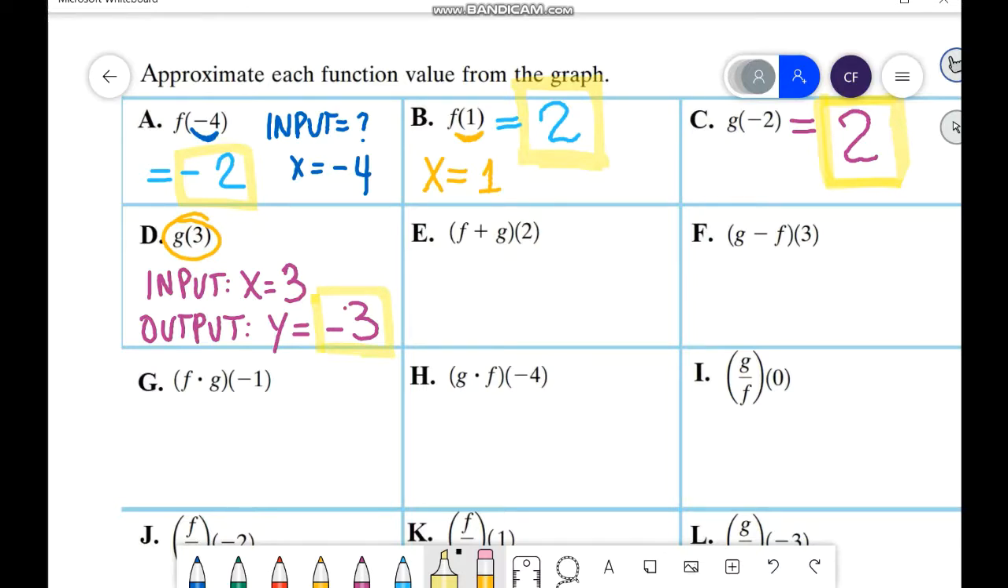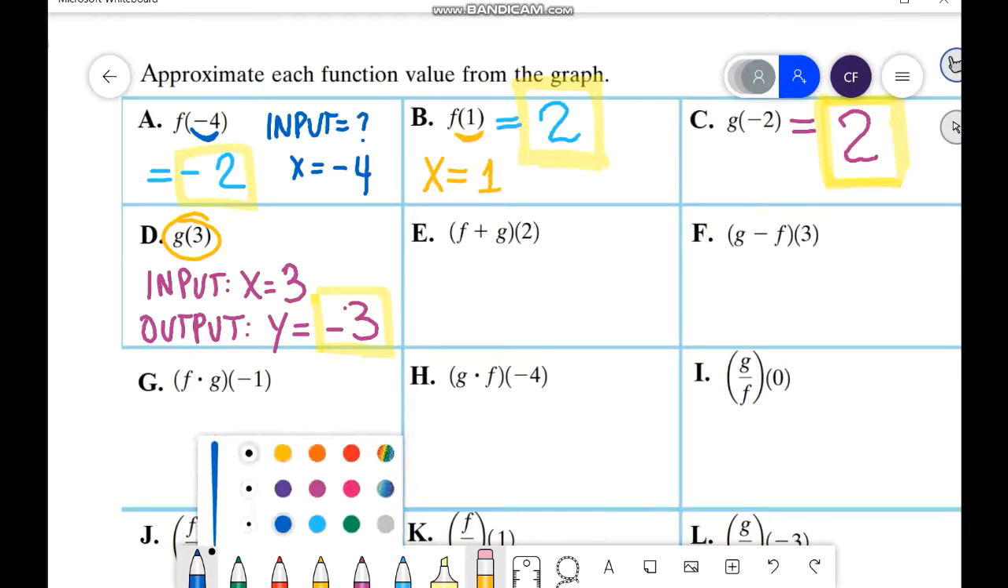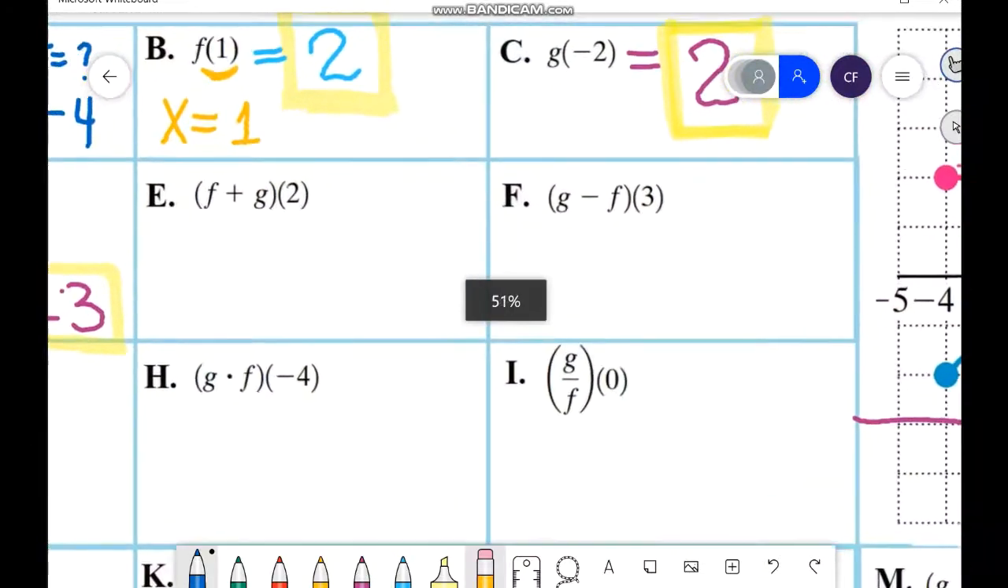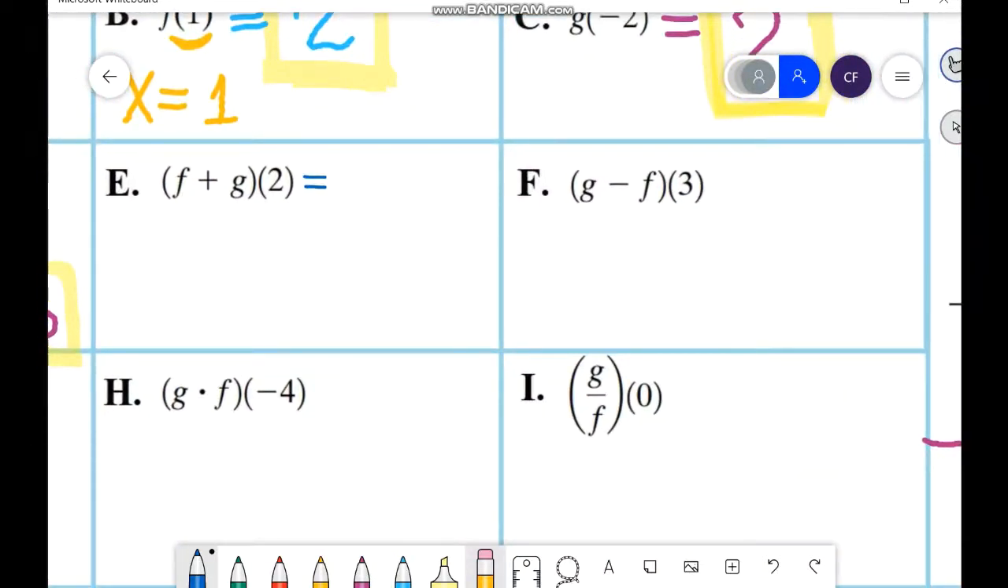Now look at letter E. It's the same thing, the same step by step. Now on letter E, we have an addition. We have to do 2 evaluations. We have to find f of 2, and then we have to find g of 2, and we add them together. Okay? We need to find 2 outputs for f and for g.